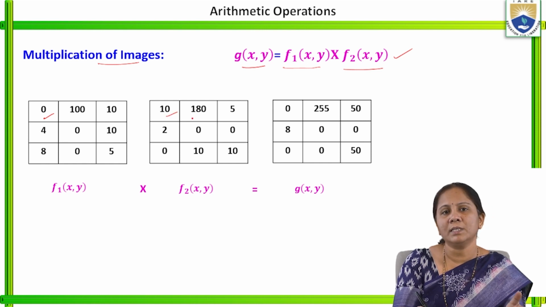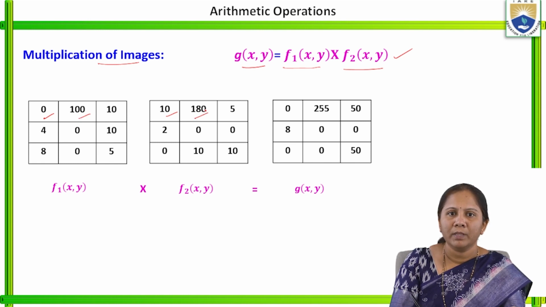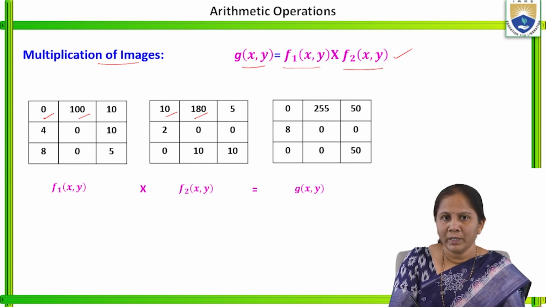0 into 10 means the result will be 0. So here 100 into 180. If we do 100 into 180, the result will be greater than 255. In such cases, we have to limit that to the maximum value, that is 255. We have applied the rule here.